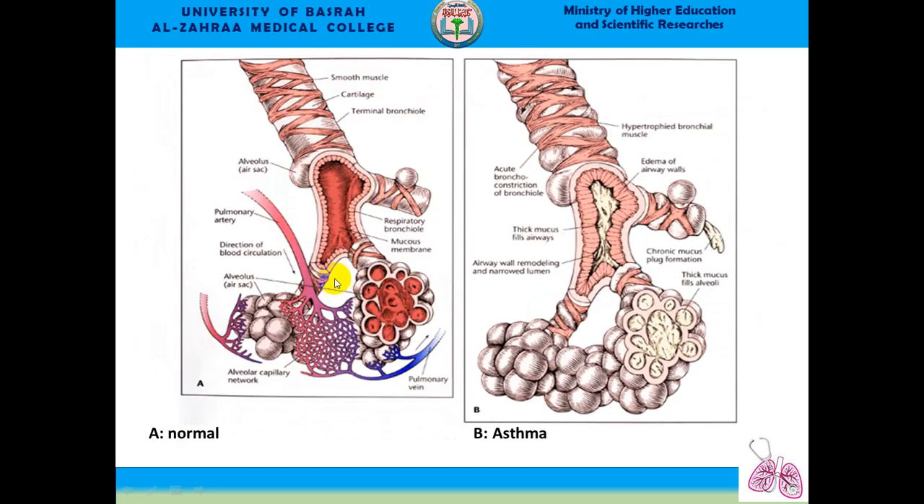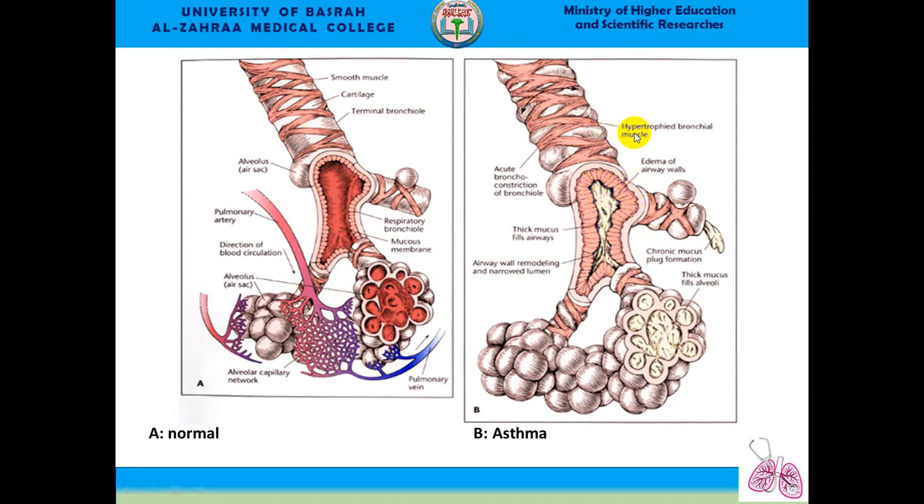And if we compare a bronchus of a normal healthy individual to that of a patient with bronchial asthma, you can see clearly the differences. Look at here, it is very patent and the air goes in and out very easily. But in a patient with asthma, first of all, there will be mucus overproduction. Now the mucus usually is thick and fills the airway.